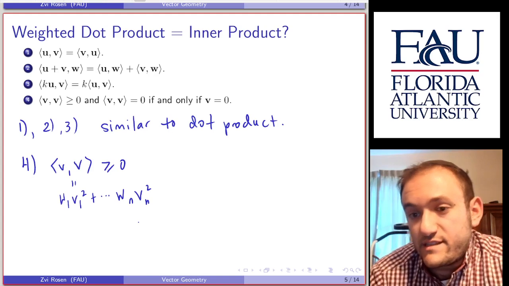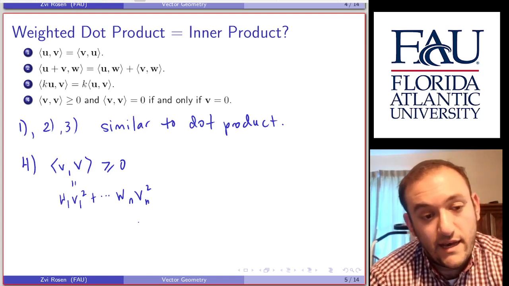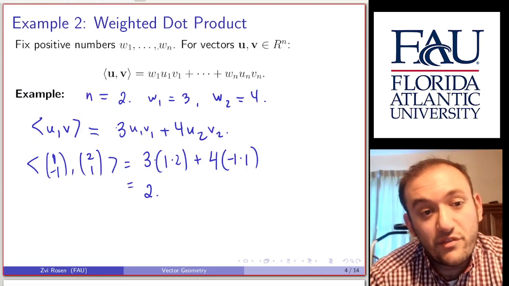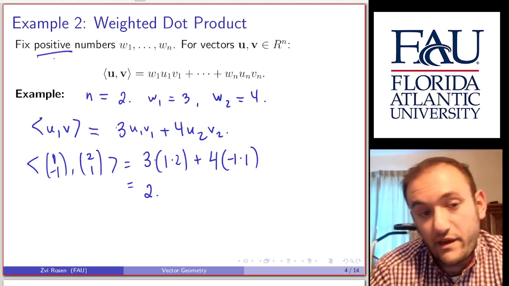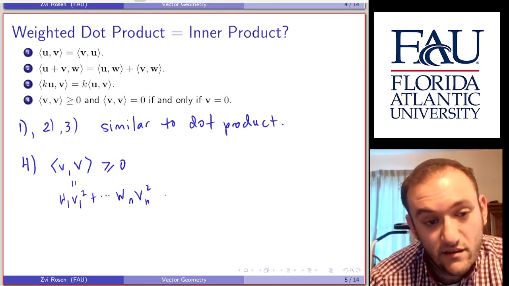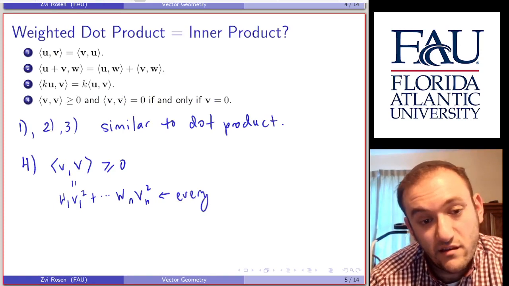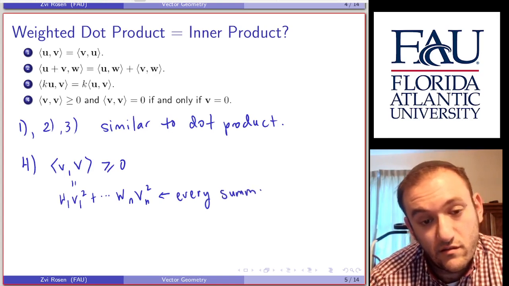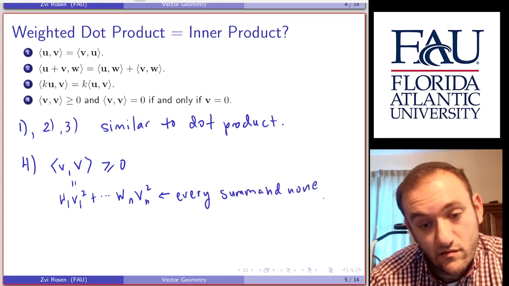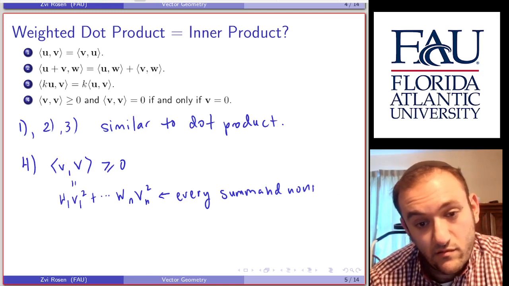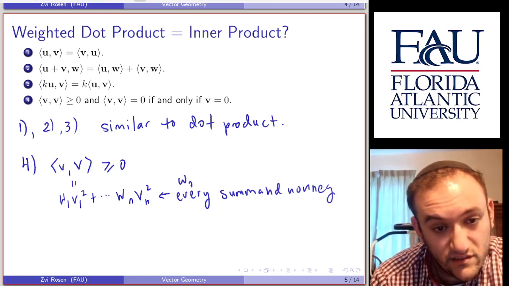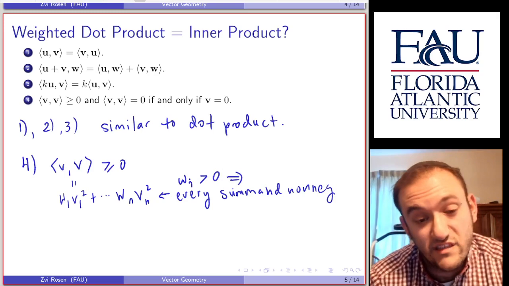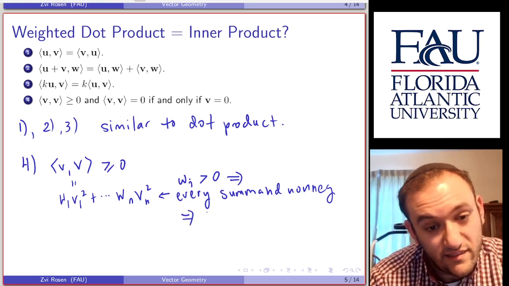So it's not clear at first that this has to be a sum of positive numbers, but then you remember these w1 through wn must be positive. Okay? So for that reason, every summand is non-negative. Okay, so we'll point out the wi's are all strictly positive. And that means that every summand is non-negative, which means in turn that the sum is non-negative.